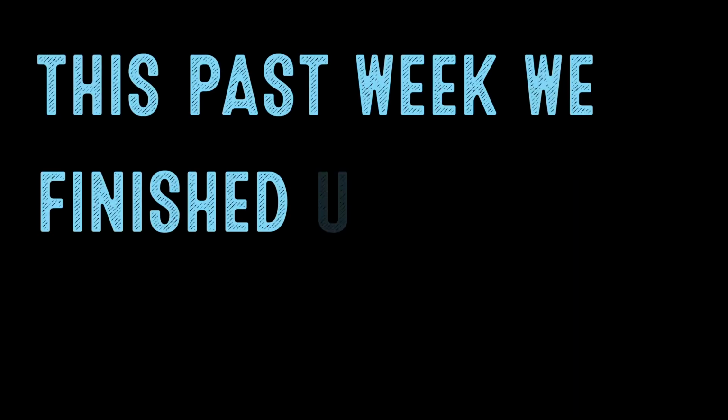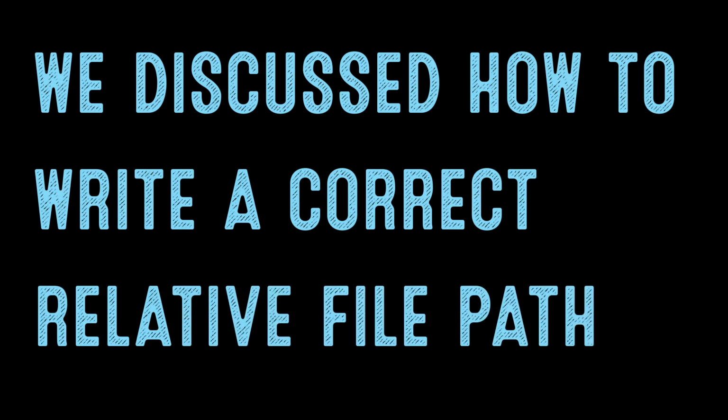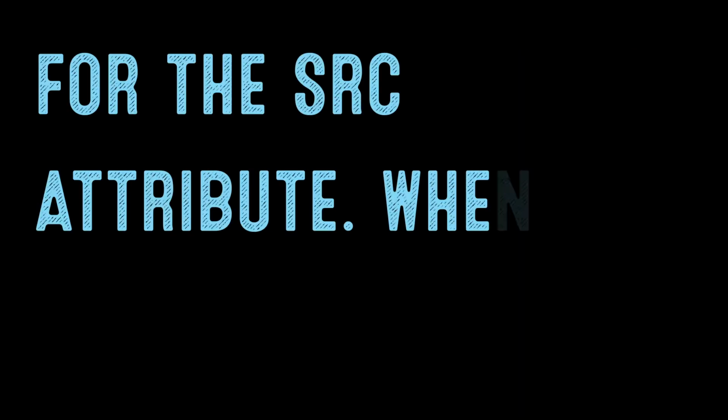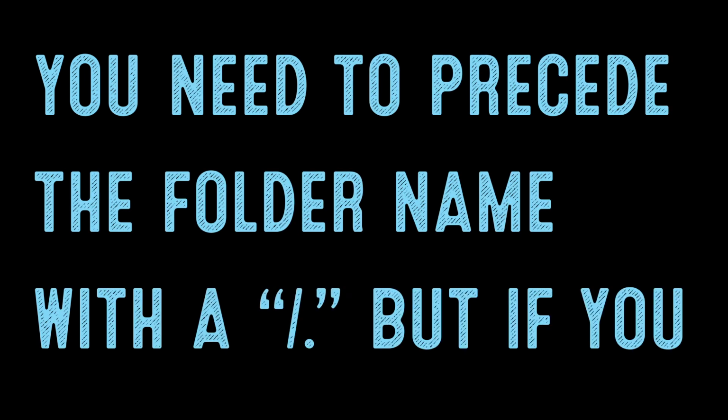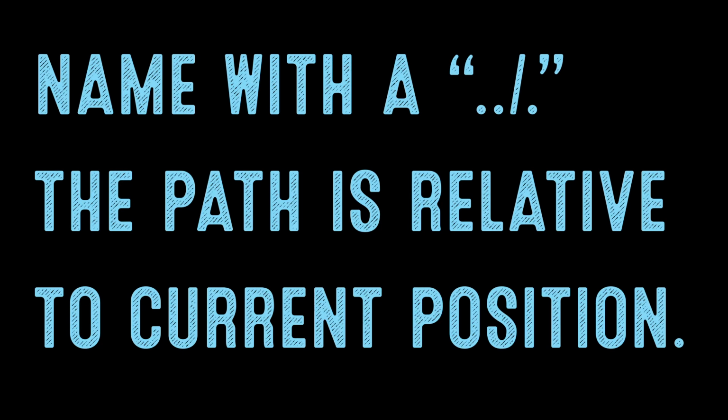The Daily Code Snippet. This past week, we finished up with the image element and took a look at the types of images used on the web. We discussed how to write a correct relative file path for the source attribute. When going into a folder, you need to precede the folder name with a /. But if you're coming out of the folder, you need to precede the folder with a ... The path is relative to your current position.